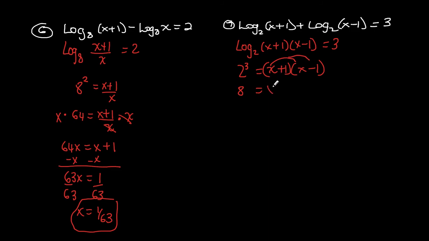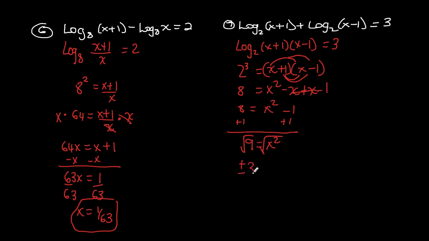X times x is x squared. X times negative 1 is negative x. X times 1 is positive x. 1 times negative 1 is a negative 1. Next, I would combine like terms. Negative x plus x will cancel. Here, I can add 1 and use the square root property to solve this. To get rid of a square, we square root both sides. Square root of 9 is plus or minus 3. So x could be 3 or negative 3.